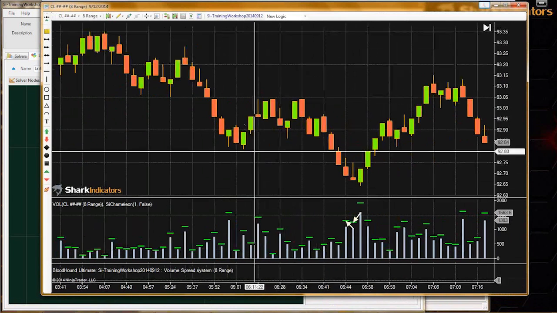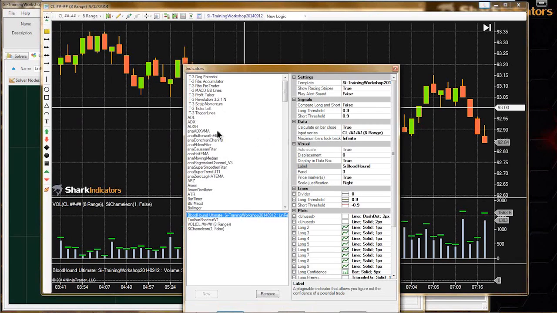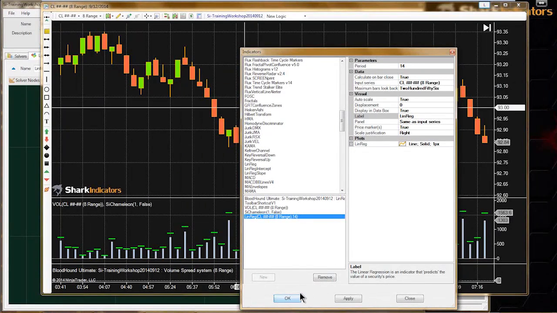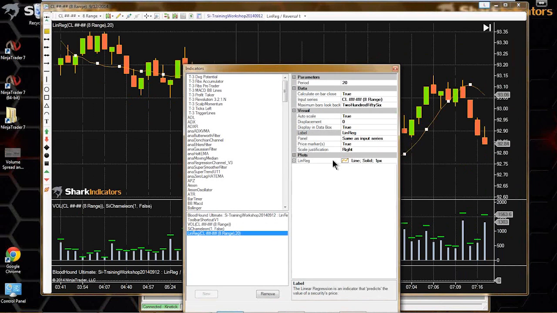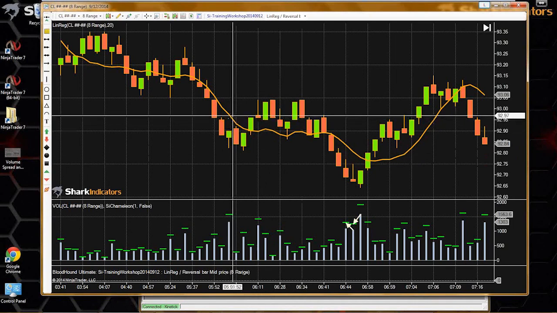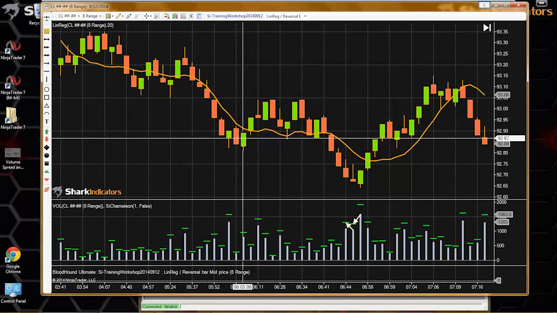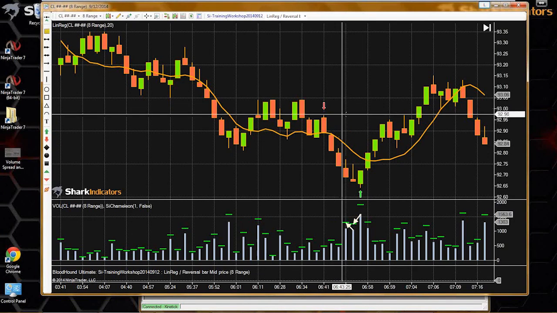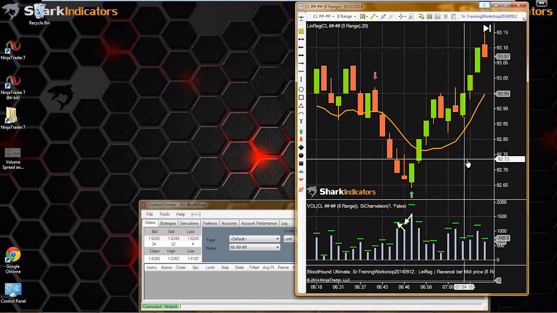Let me add the linear regression onto the chart first. Alright, so we're going to use the 20 period. And let's make this a little thicker. Okay, there's our linear regression, and we're looking at reversal bars. So okay, there's a reversal bar. There's a reversal bar. So we got a couple of reversal bars we'll pick on here.